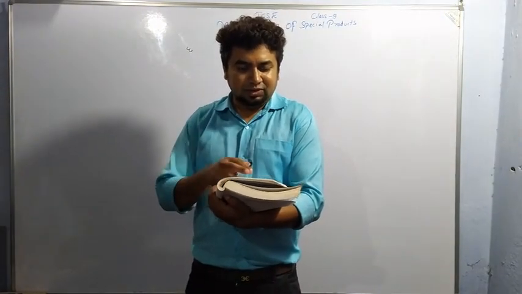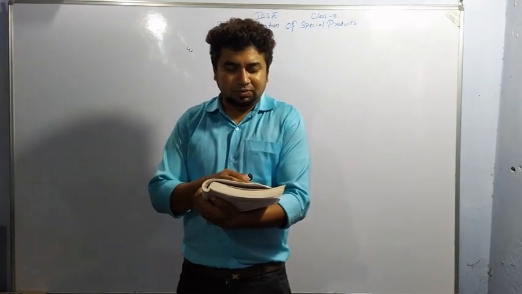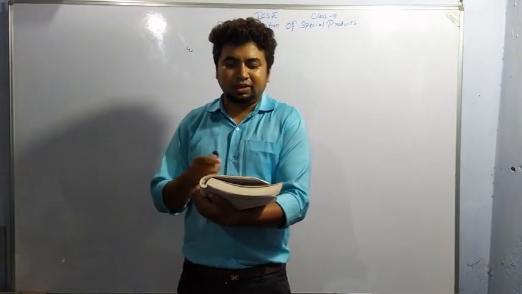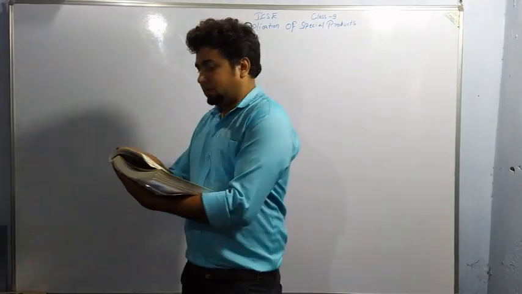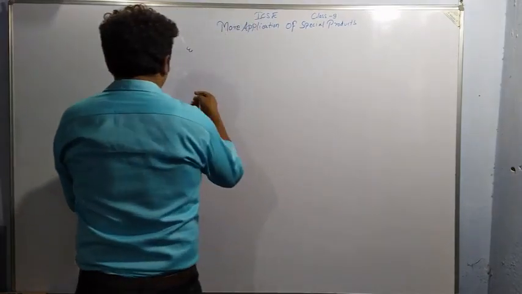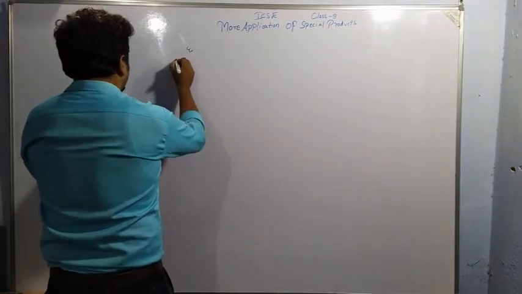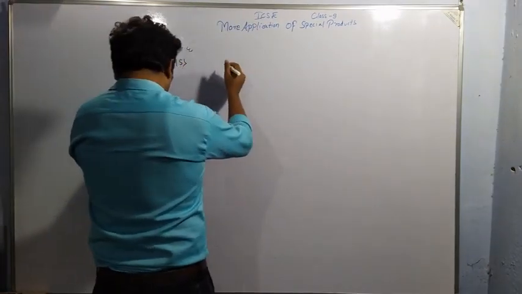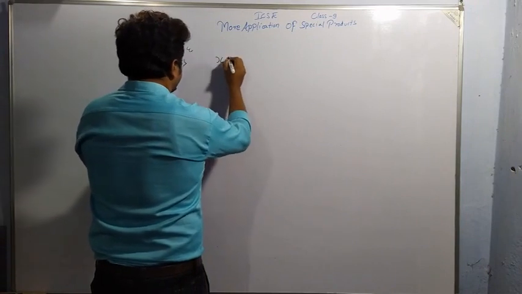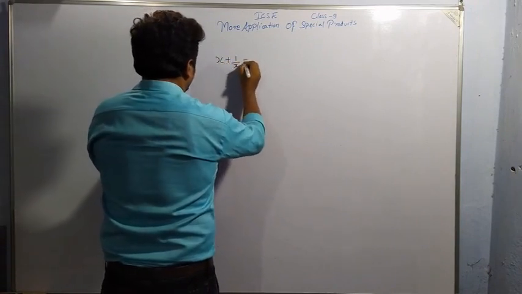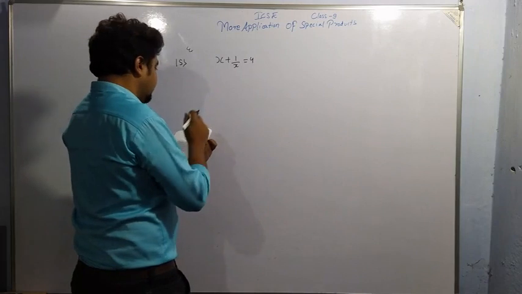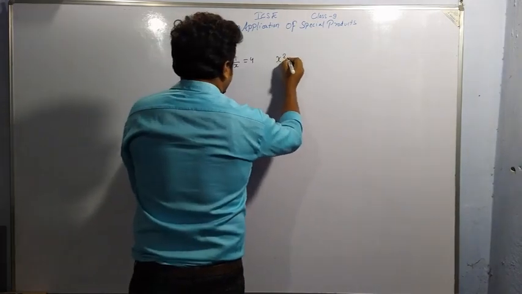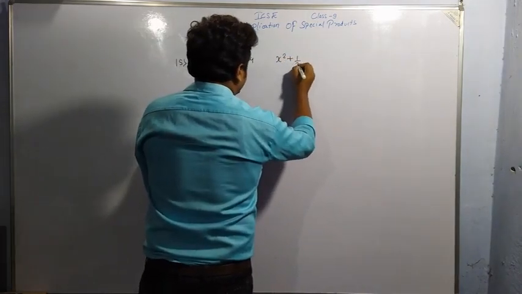So we'll be discussing question number 15. In question number 15 it is given that x plus 1 by x is equal to 4. We have to find the value of x square plus 1 by x square.